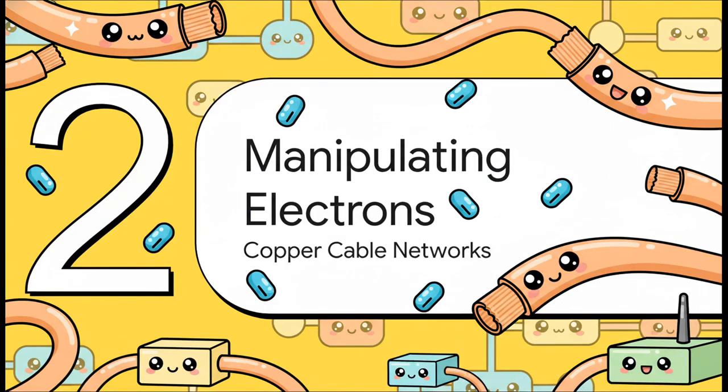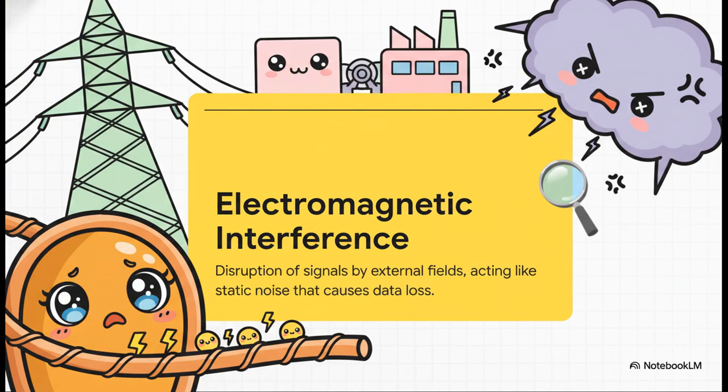Moving on to Section 2, manipulating electrons. Let's explore the solid matter side first, looking at copper wires, our oldest but arguably most reliable networking tool. Now, pushing electricity through a wire sounds super simple, right? Well, it has a massive vulnerability.